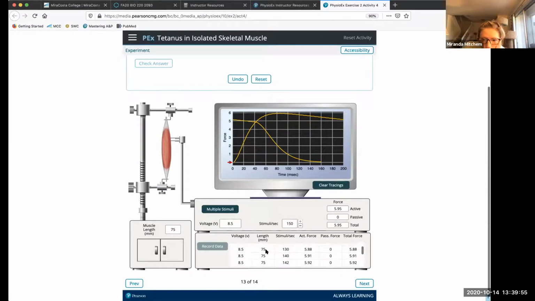So going from 140, we're at 5.9 for the force at 140. At 142, it's the same thing, 5.92. 144, 5.94. 146, 5.95. It's not changing. Okay, because we've hit fused tetanus. If you just keep going higher, you're already above that level that's needed to hit tetanus, so it's going to do the same thing. You can't go any further. There's nowhere to progress to past fused tetanus.